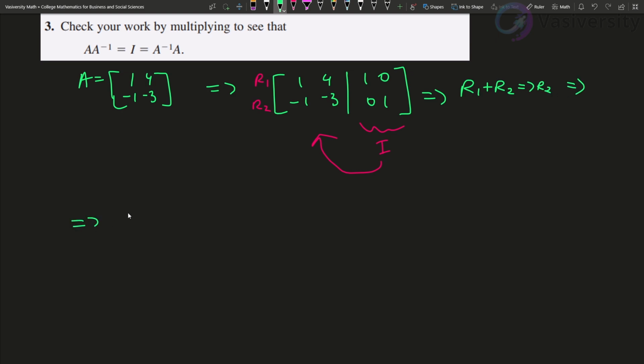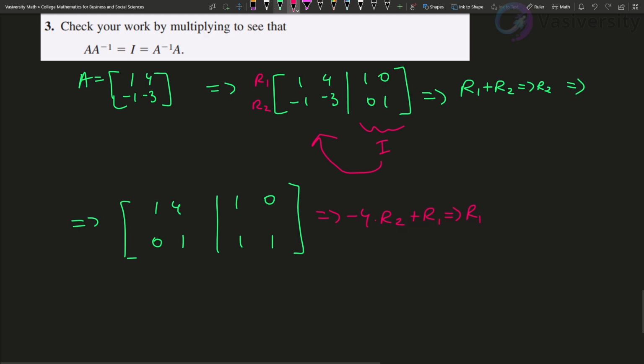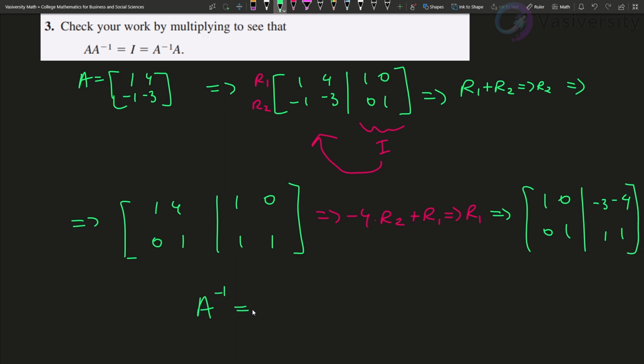Okay, so we're going to have 1, 4, 1, 0, and then we add it to the second row, so we're going to get 0, 1, right? And then we have 1, 1. Okay, then the next step is for us to get rid of a 4. So let's do -4 times row 2 plus row 1, change row 1. So what are we going to have here? We're going to have 1, 0, 0, 1. But here we will have -3, -4, 1, 1. So our A inverse is actually -3, -4, 1, 1.